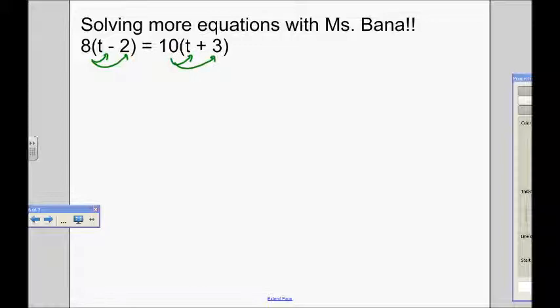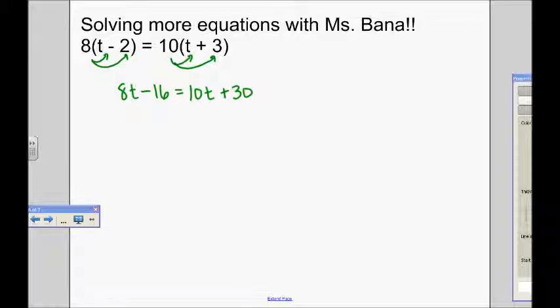So 8 times t is just 8t. 8 times negative 2 is just negative 16. 10 times t is just 10t. And 10 times positive 3 is 30. Now I've gotten rid of the brackets. It's just like an equation from the last video. I still have to isolate the t.